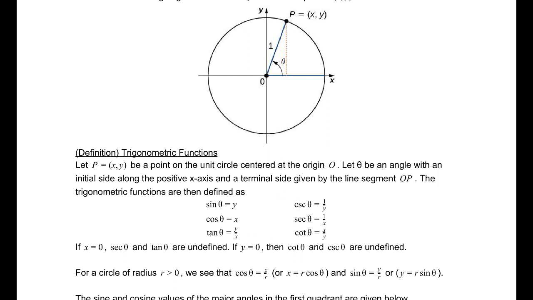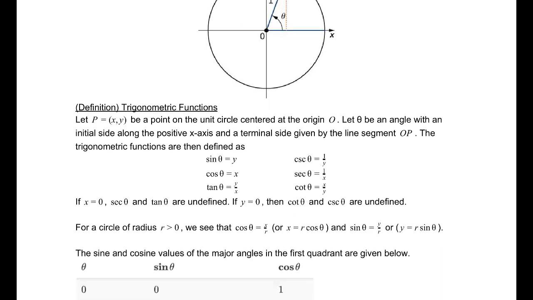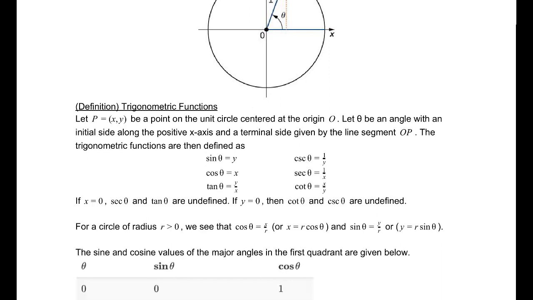If x is 0, then secant and tangent are undefined. If y is 0, then cotangent and cosecant are undefined. This all holds if you have a radius bigger than 1. If you have anything that's greater than 0, this still works, except instead of saying x and y, it's y over r and x over r.